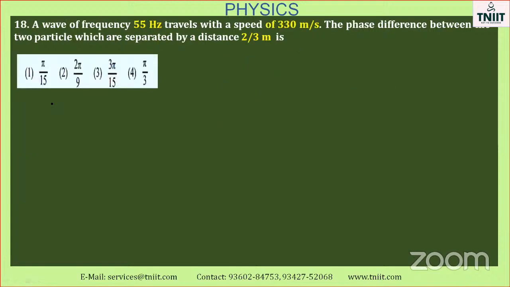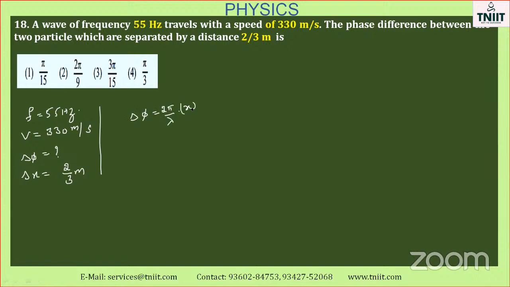There is a wave frequency. How much is the frequency? 55 hertz. With what speed is it moving? 330 meter per second. What's the phase difference between the two particles if they are separated by a distance of 2 by 3 meter? You know that phase difference is given by 2 pi by lambda into the path difference.